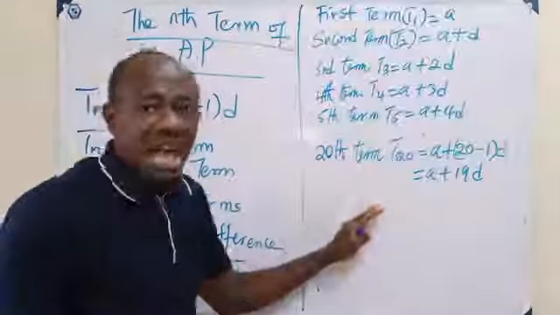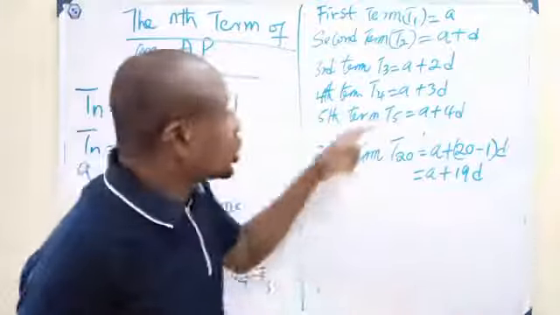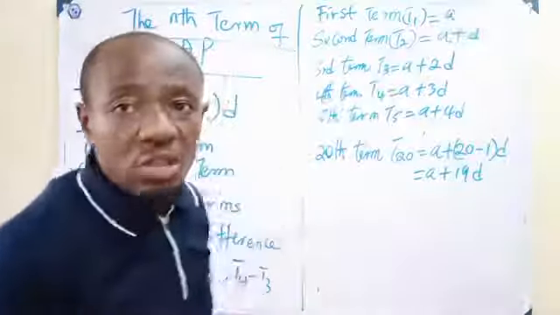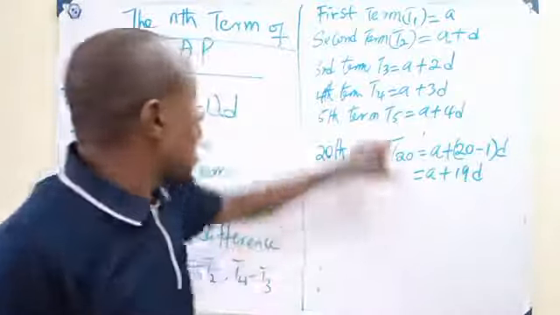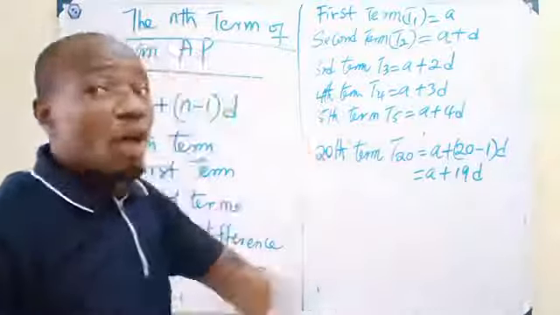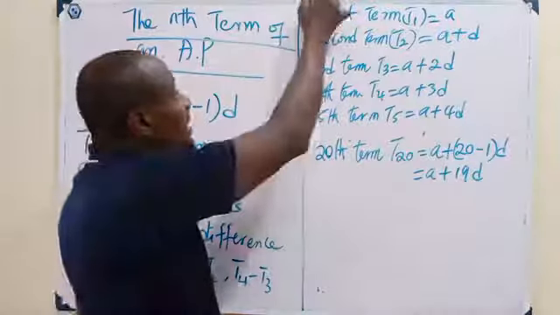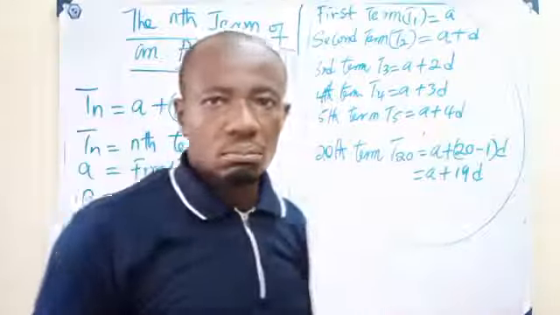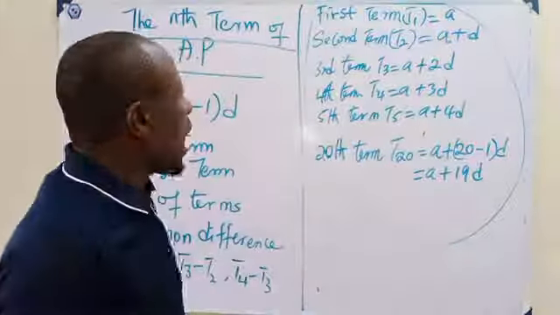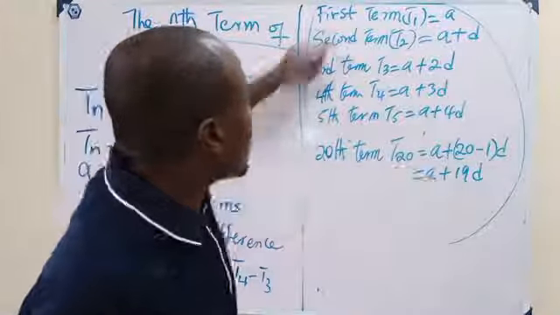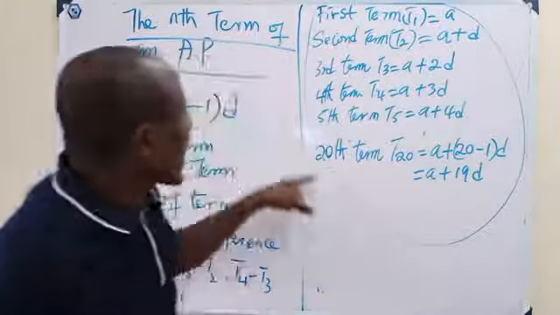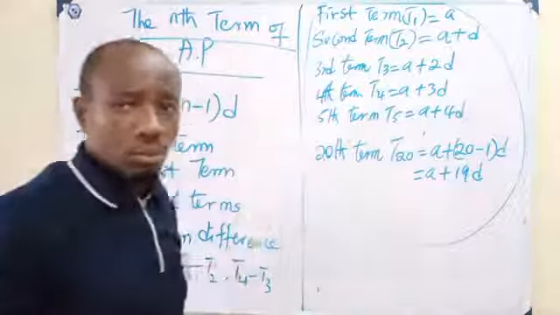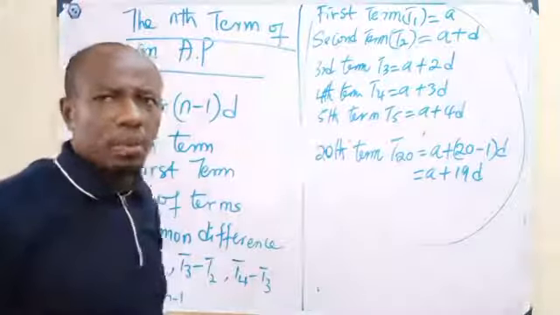Please take your time, take note of this, jot it down somewhere. This governs everything. Every problem you are going to encounter under AP and GP has been summarized here. If you can master this, I don't think there's any problem you will not be able to solve. Your ability to know that the 20th term is A plus 19D solves your problem. Quote me anywhere. You can use it to solve any problem.